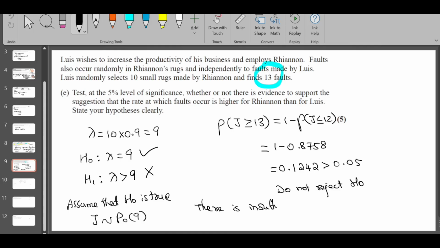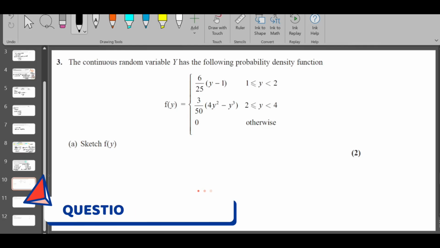There is insufficient evidence to support that the faults occur higher for Rhiannon than Louis. So you need to write that conclusion, otherwise you will lose a mark. Because insufficient evidence to support H1. What is H1? The faults occur higher for Rhiannon than for Louis. That's all. Let's look at question number 3.